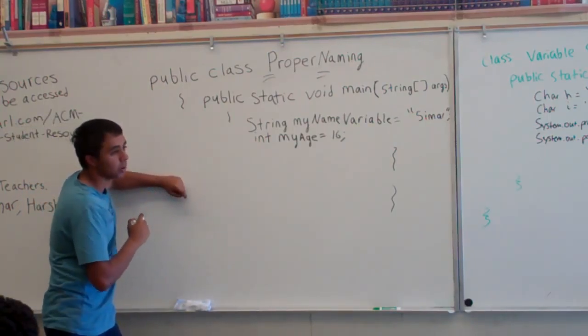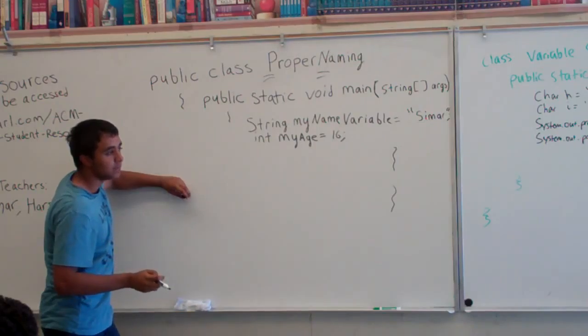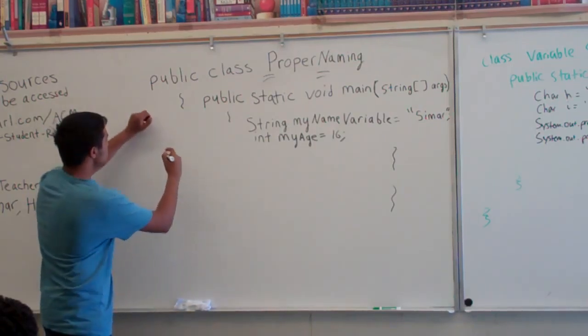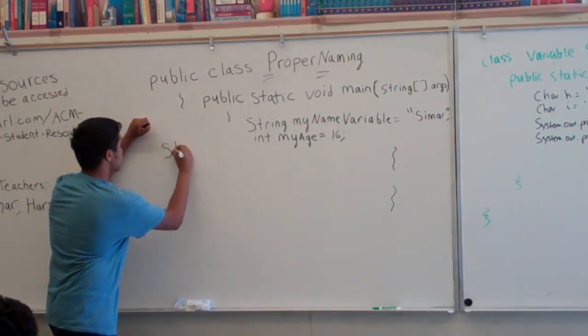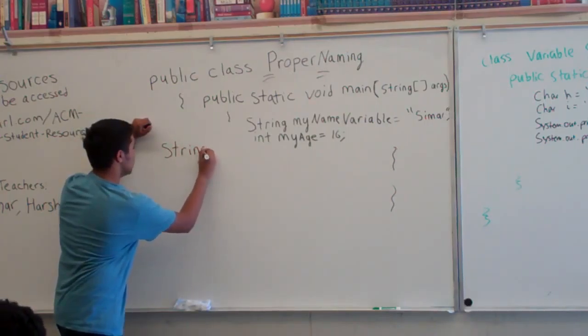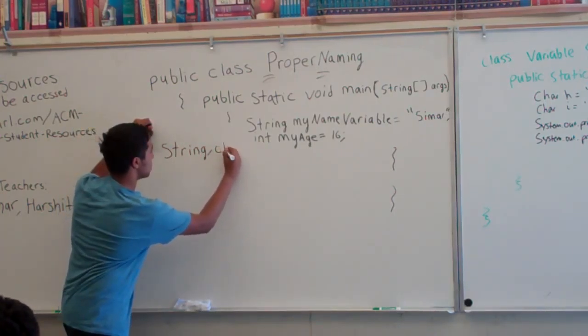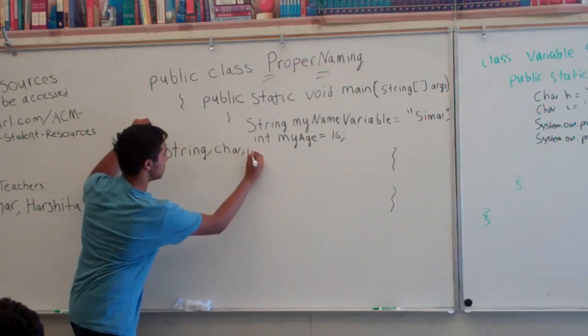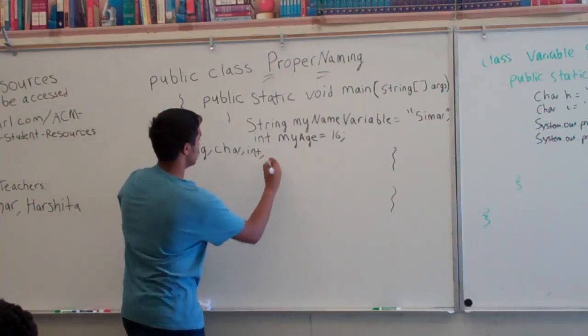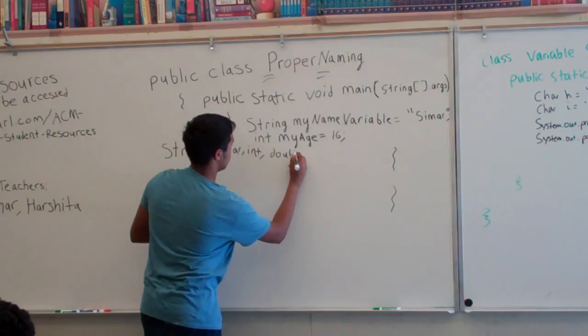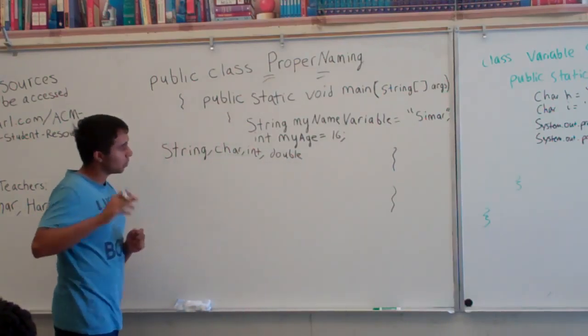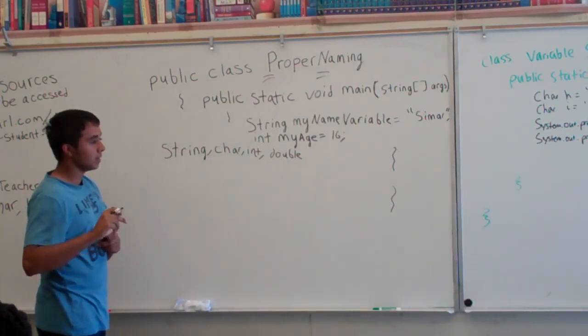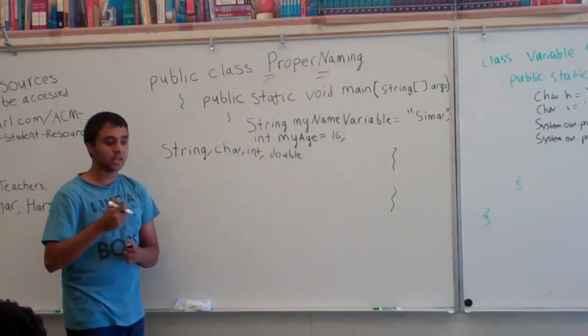So I want you guys to write a program that describes yourself and use the following data types in this. Use a string, use a char, use an int, and use a double. And then use a program that describes all that, and use that as a basis. And when you guys are done, I'll tell you the next step.